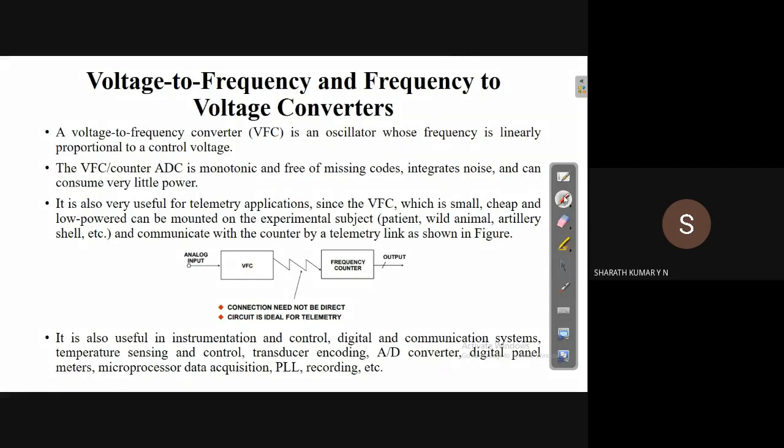So, voltage to frequency converter. Okay, so quickly let us rush. I think I have only one or two more slides left. We'll quickly run through this and we'll finish it.